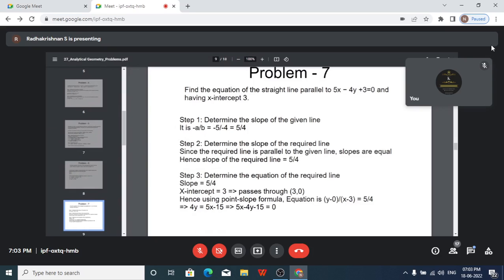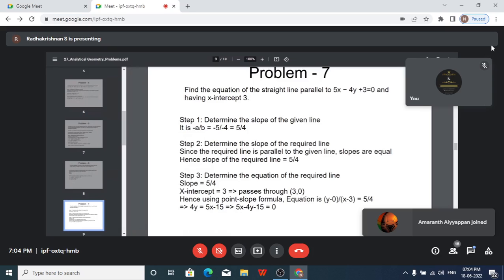So if you want to determine the equation of a straight line parallel to this, what does parallel mean? The slope has to be the same. Then only one line can be parallel to the other. So for the required line also, the slope has to be the same as this 5 by 4. So the parallel line has got slope of 5 by 4 and it has the x-intercept of 3. So x-intercept of 3, it passes through (3, 0).